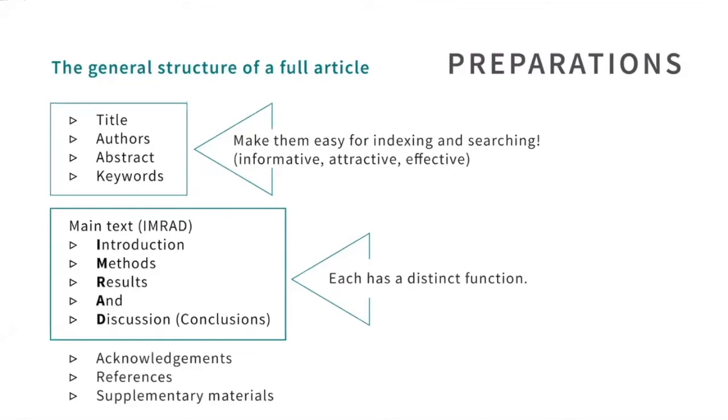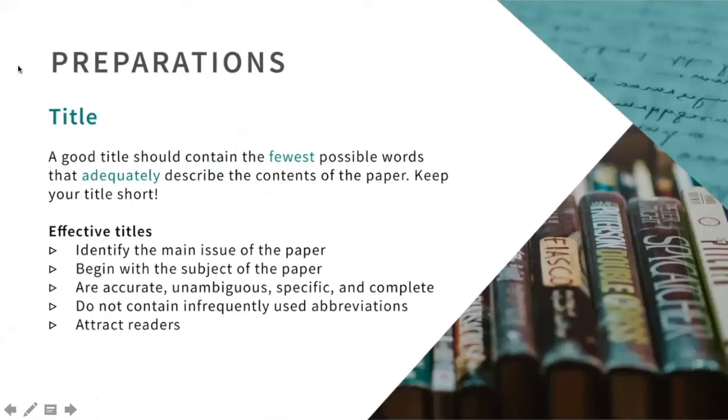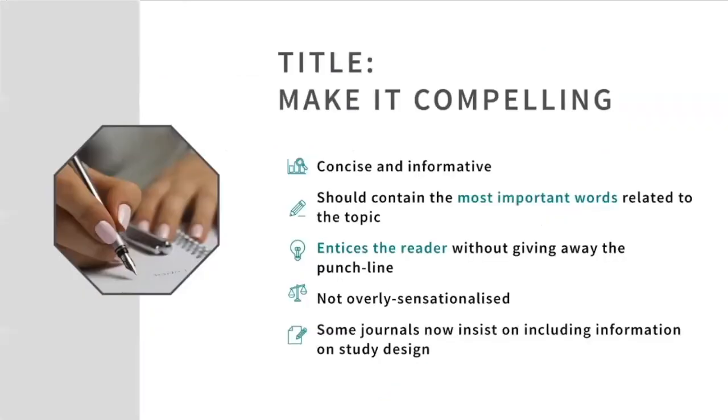Your title and your abstract need to contain effective keywords for indexing and searching so that other people can find your work and you'll get cited. So what makes a good title? Well, a good title has to contain the fewest number of words to adequately describe the contents of the paper. Keep the title short, the main issue, the subject, accurate, unambiguous, specific, and complete, no infrequently used abbreviations, and above all, attract people's attention to your article with a short, effective title, concise and informative.